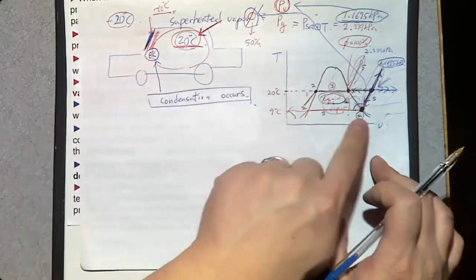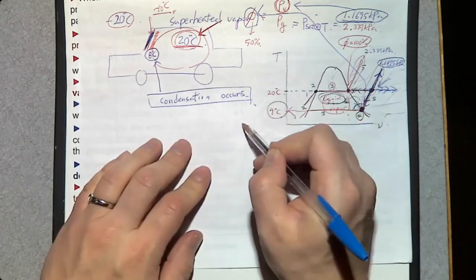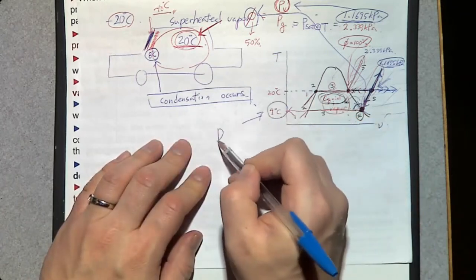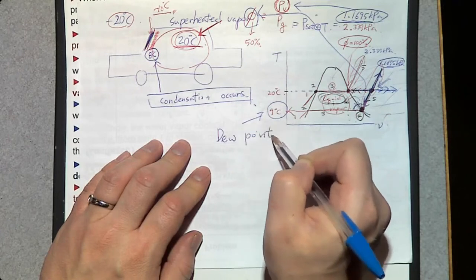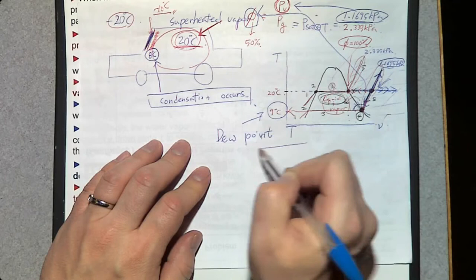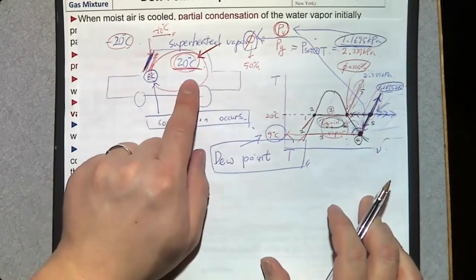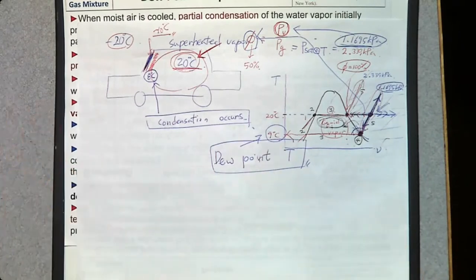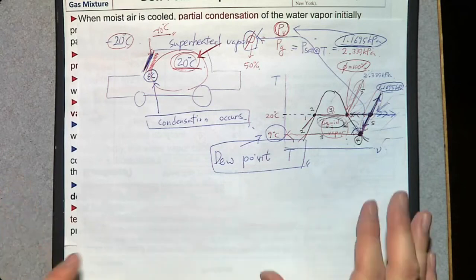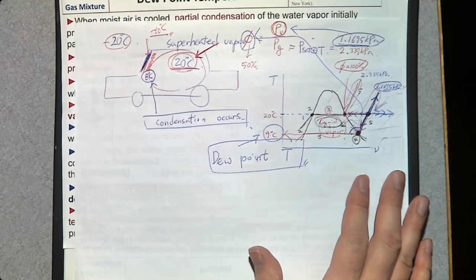When the temperature goes beyond this temperature, 9 degrees Celsius. So what is this 9 degrees Celsius? Dew point temperature. So if the air is above this dew point temperature, you have 100% superheated vapor. However, below this dew point temperature, you have liquid water.